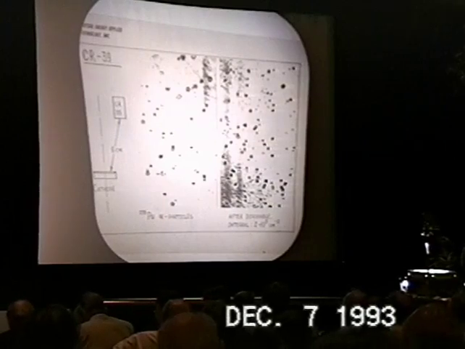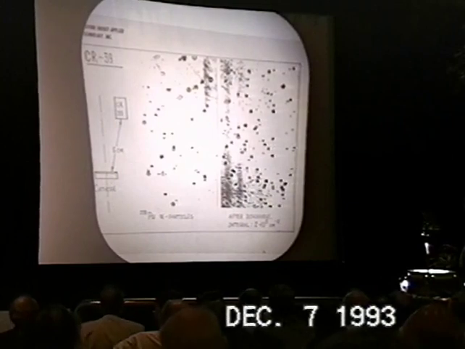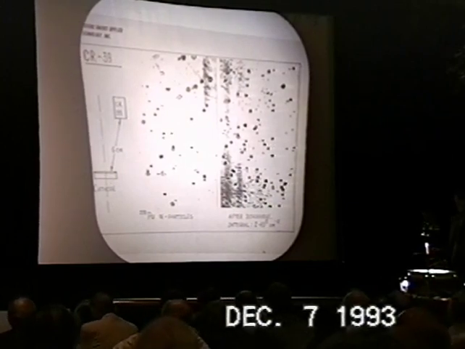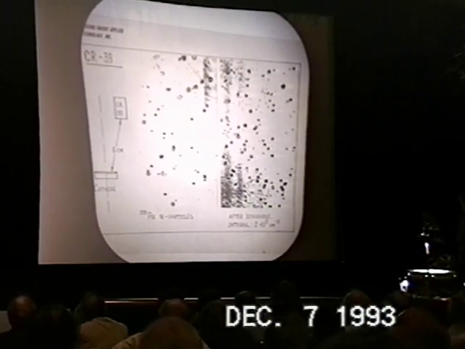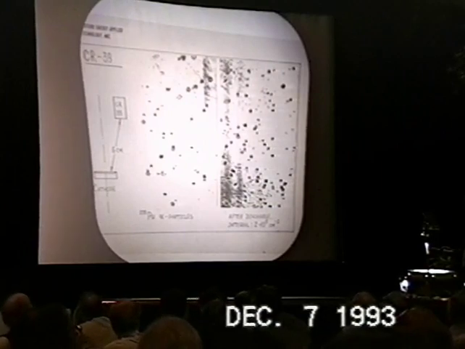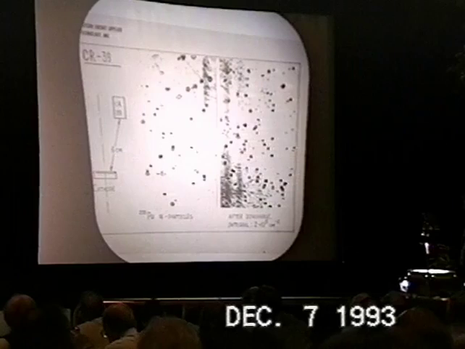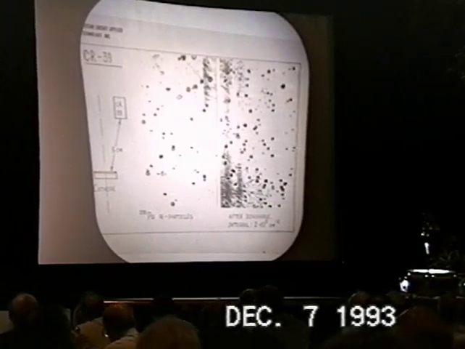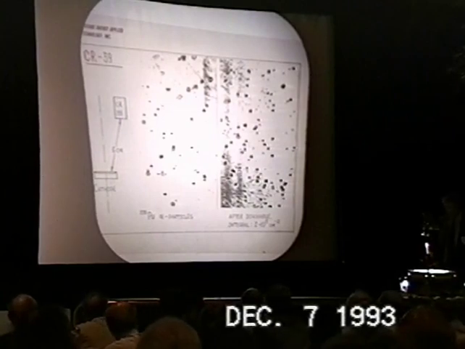So the input area is 2 to the 5 square centimeters. Considering the counting efficiency and time, that corresponded to about 10 to the 5 charged particles, considering that it was a point source and 10 to the 5 of 4π.